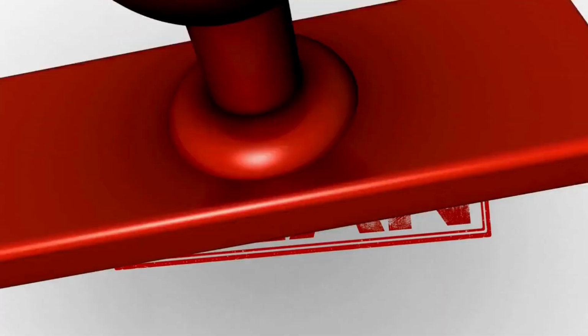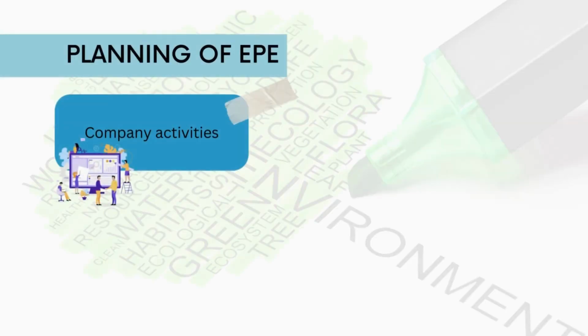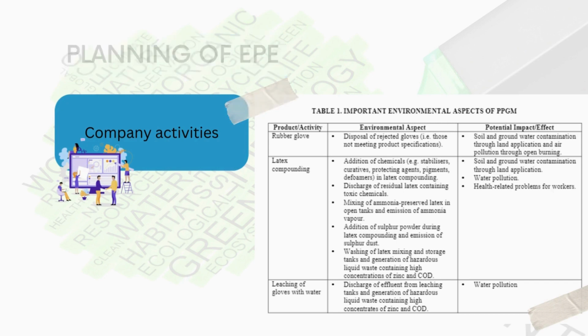The performance evaluation was started with the planning of EPE. The management of PPGM decided to plan their EPE based on the environmental aspects related to the company's activities, the views of selected interested parties, and some selected environmental performance criteria. As shown on the screen, Table 1 lists the significant environmental aspects of PPGM. It explains the environmental aspects of the company's products and activities that were identified.